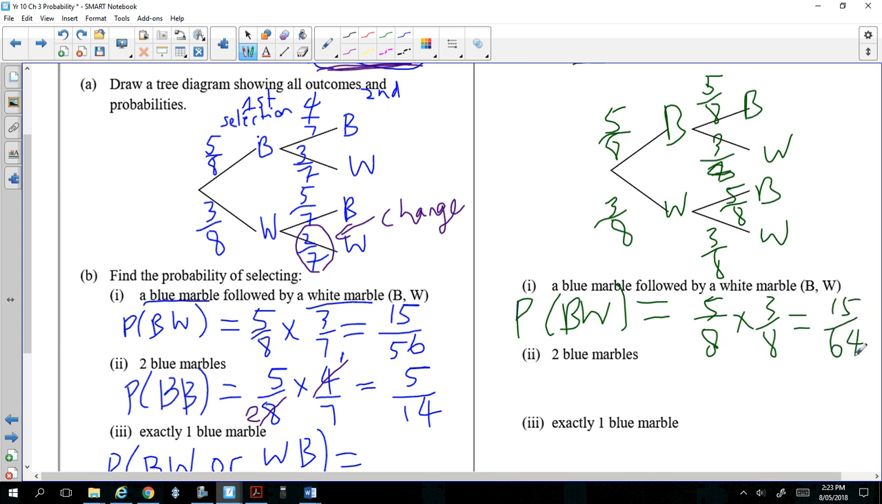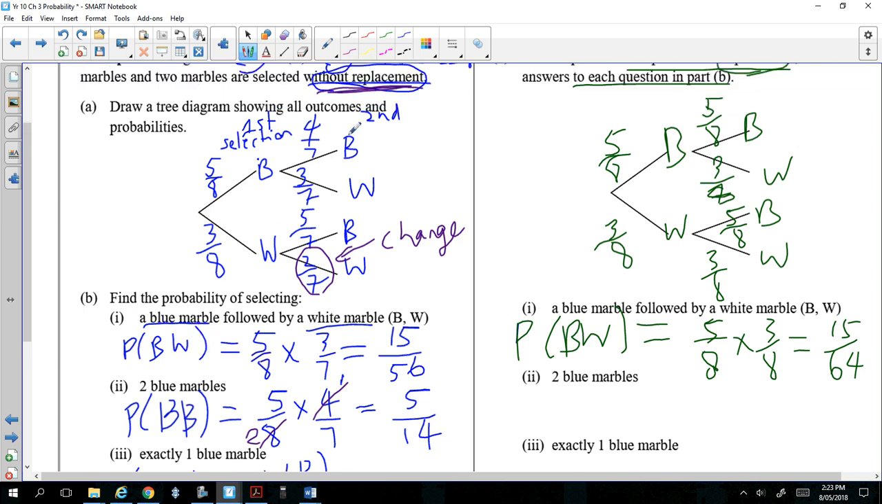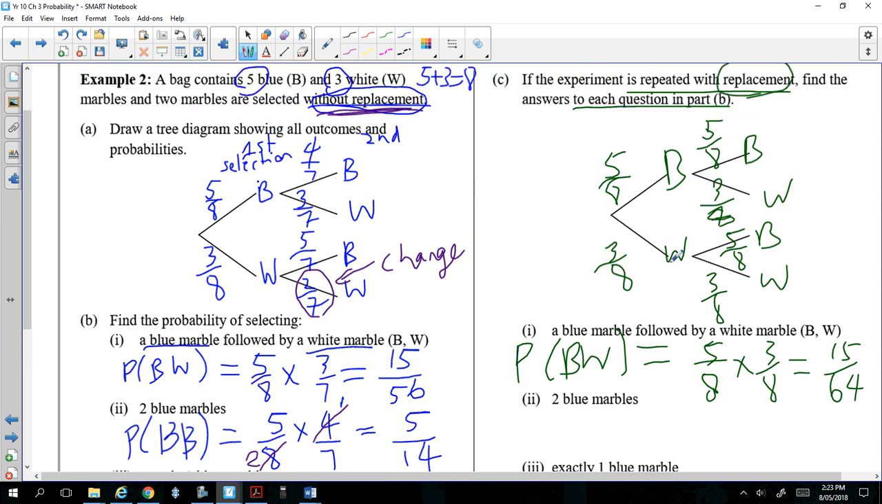Which one's bigger? Well, you can tell very quickly because they have the same numerator. Therefore, which one's bigger, the previous one or this one? The previous one, right? Because it has a smaller denominator. So that means you are more likely to get a BW if you have without replacement than with replacement.